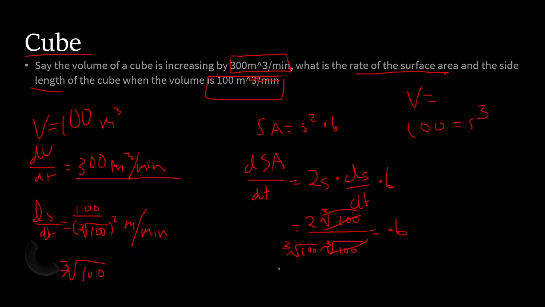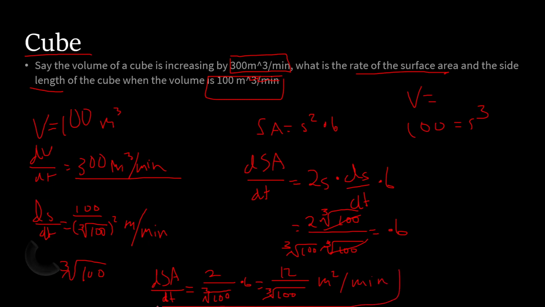So dSA by dt is equal to 2 over the cube root of 100 times 6. So 6 times 2 is 12 over the cube root of 100. And that is our answer. So 12 over the cube root of 100 meters squared per minute, because this is area per minute. And we just finished the problem.